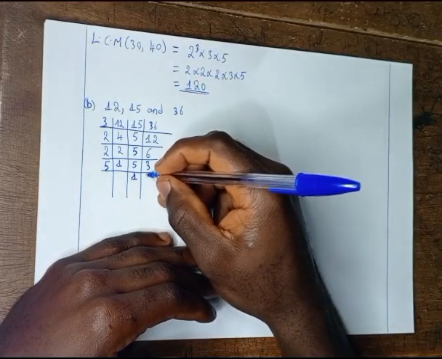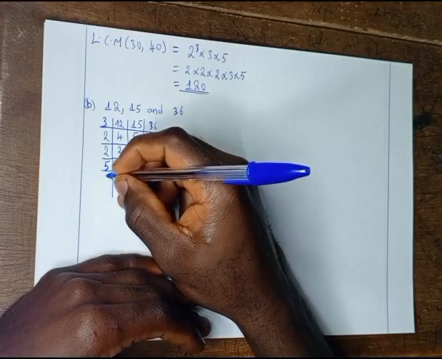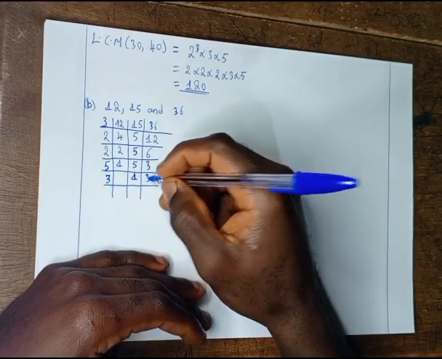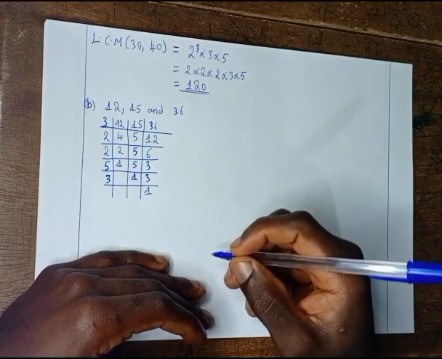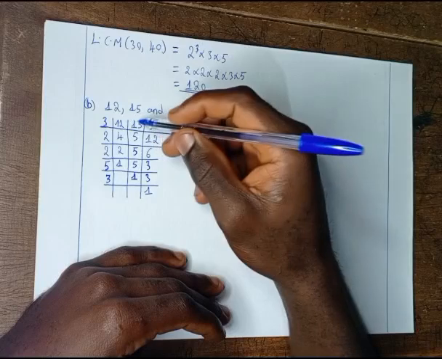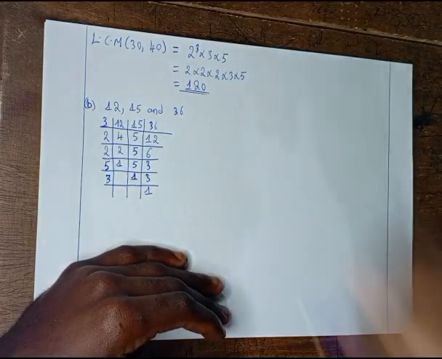We bring down 3. Here now we can make use of the prime factor 3. 3 divided by 3 gives us 1. We bring down 1. Now we can find our LCM. You can see under these 3 columns we have 1, 1, 1. So now we can find our LCM.